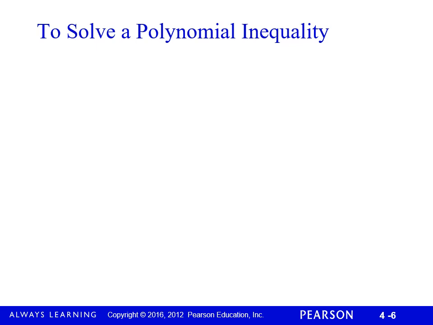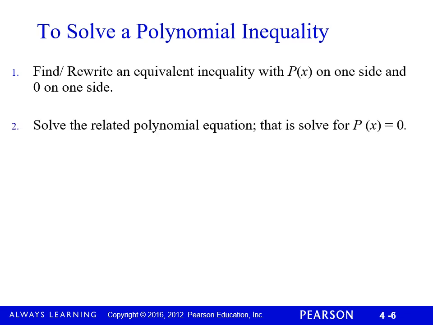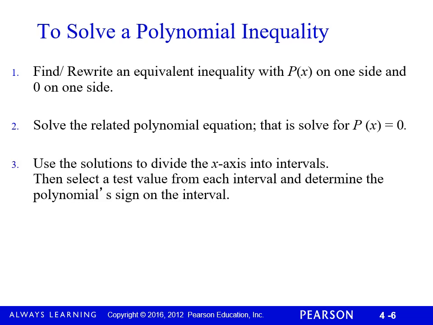So to solve a polynomial inequality, what we're going to do is rewrite an equivalent inequality with p of x on one side and 0 on the other side. Now in the last example, this was already done, and I mentioned that if it had a number on the right side instead of 0, we would have moved that number to the other side by adding or subtracting, depending upon whether it was positive or negative. Then we're going to solve the related polynomial equation. We're going to find the zeros of the equation. So we set the equation equal to 0 and find the zeros. Where does the function actually cross the x-axis?